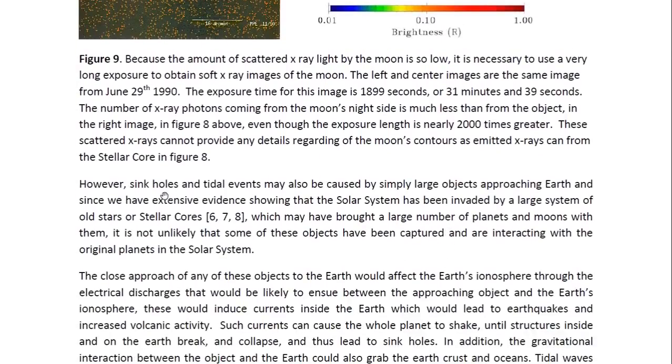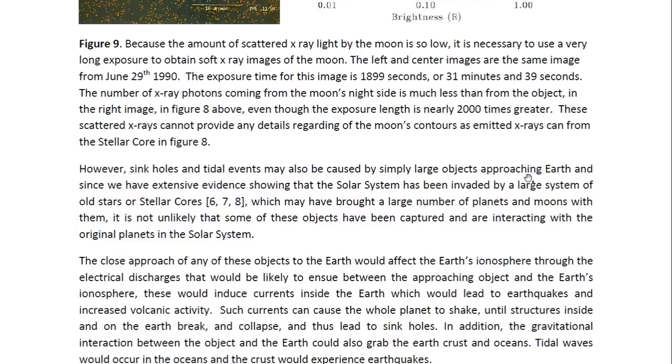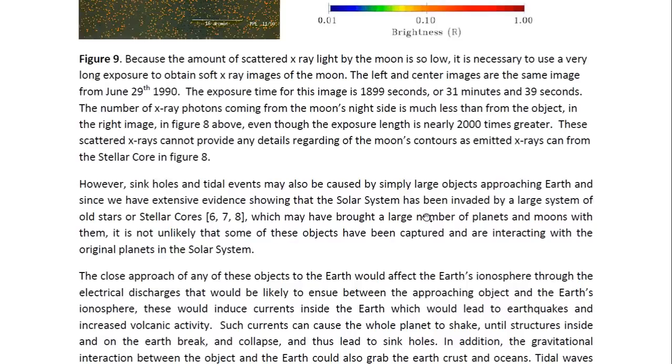However, sinkholes and tidal events may also be caused by large objects approaching the Earth. So it could be the moon or other objects approaching the Earth, although the crustal displacement that's leading to the poles shifting must be due to an object that is in orbit around the Earth. But other effects may be due to other larger objects.